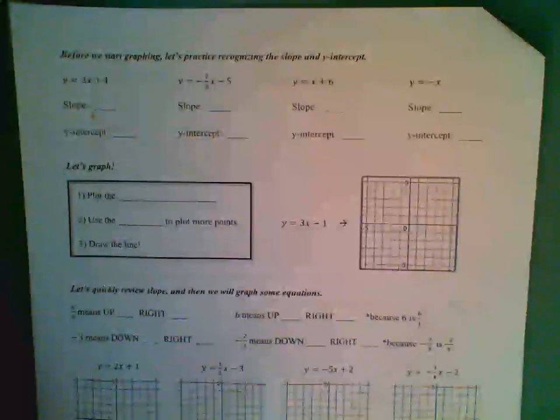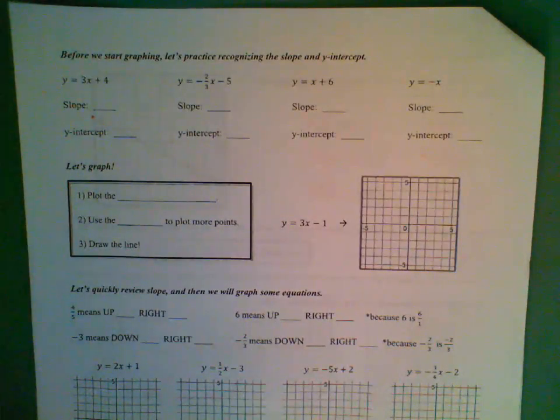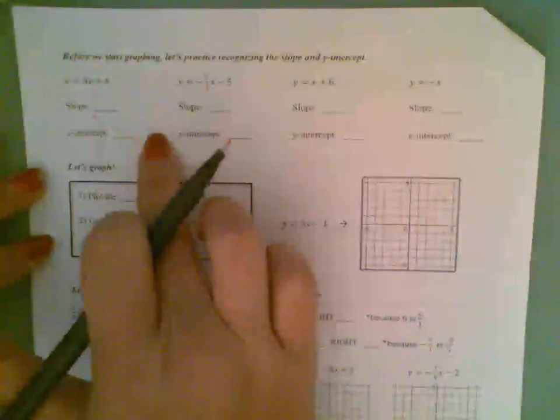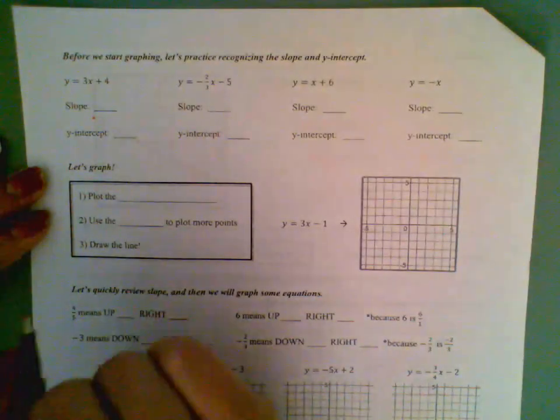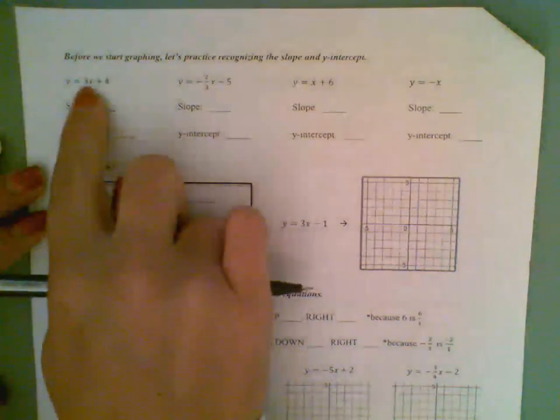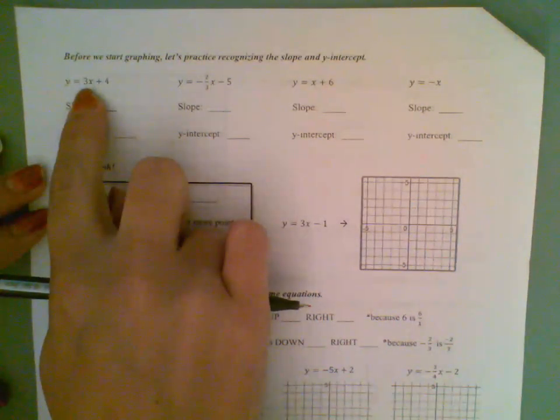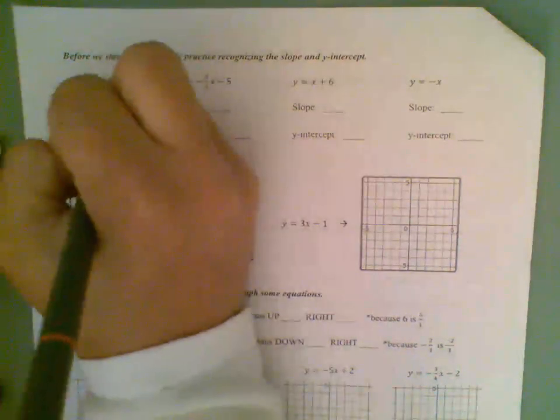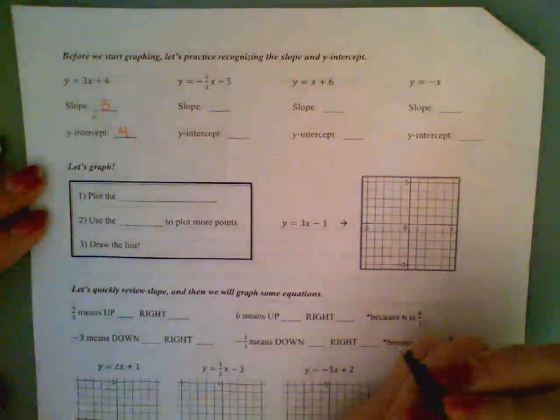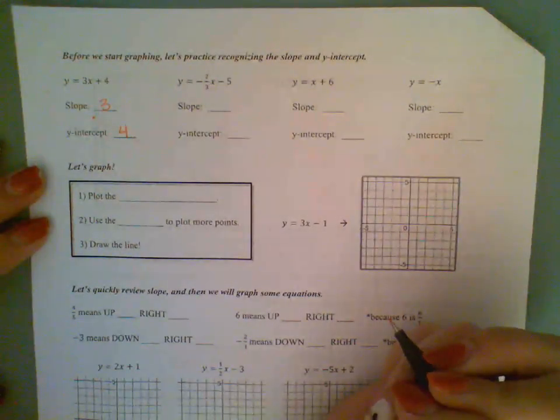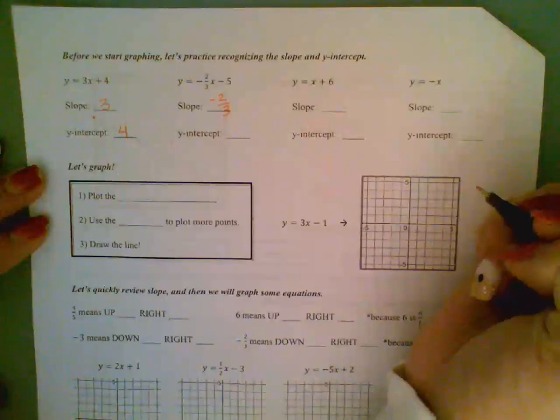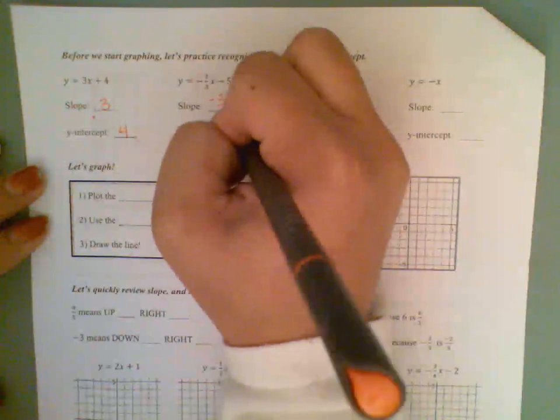Okay, so it says, before we start graphing, let's practice recognizing the slope and the y-intercept. So for this right here, the slope is always attached to the x, whatever number's with the x. So you're not going to write the x, but it's just going to be the number 3. The y-intercept is 4. Okay, the next one, the slope is -2 over 3. The y-intercept is -5.